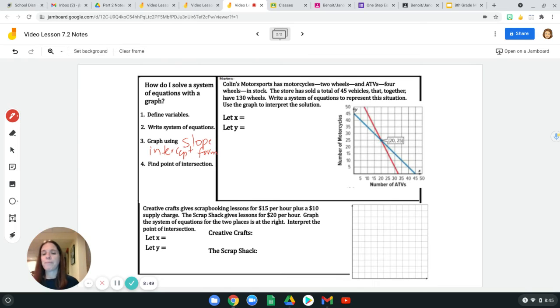Okay, so we know a system has to have 2 variables, so we're just going to use x and y. And in this case, we're talking about 2 things. We're talking about number of hours and the cost. So we're going to make x be our number of hours that we spend crafting at the shack or the creative crafts. And then y will be your total cost.